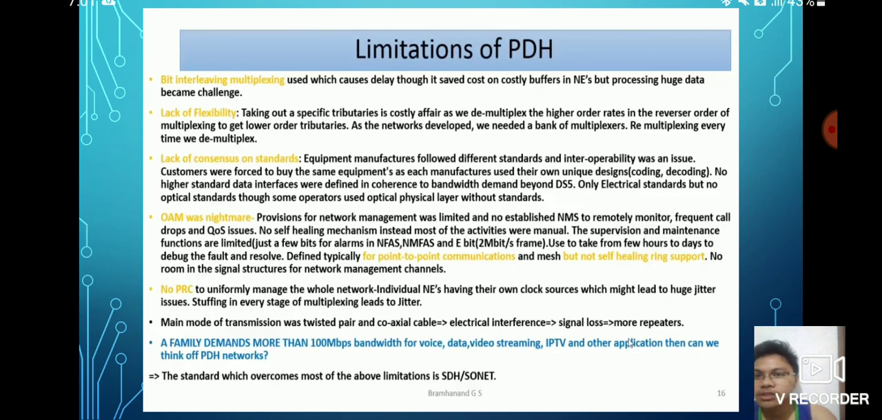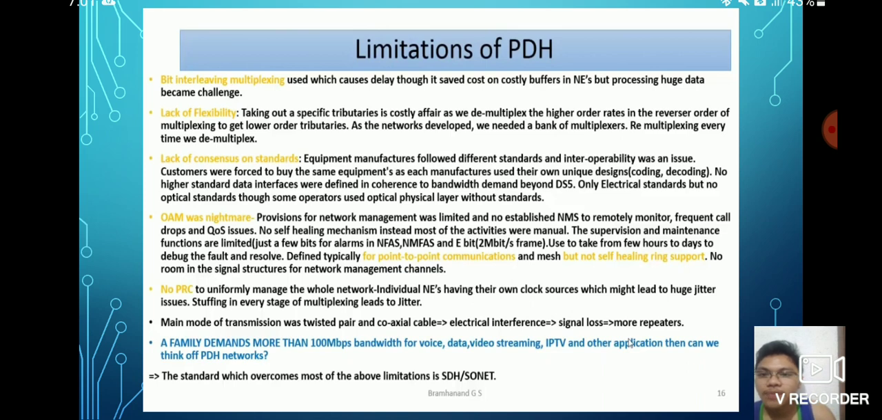Another limitation of PDH, or Plesiochronous Digital Hierarchy, is the lack of flexibility. Taking out specific tributaries is a costly affair as we have to demultiplex the higher order rates in the reverse order of the multiplexing to get lower order tributaries.